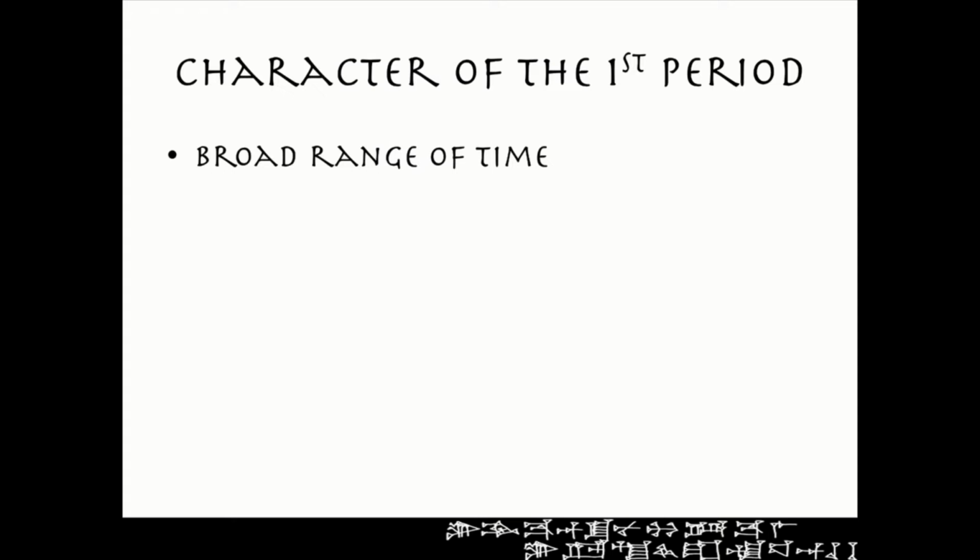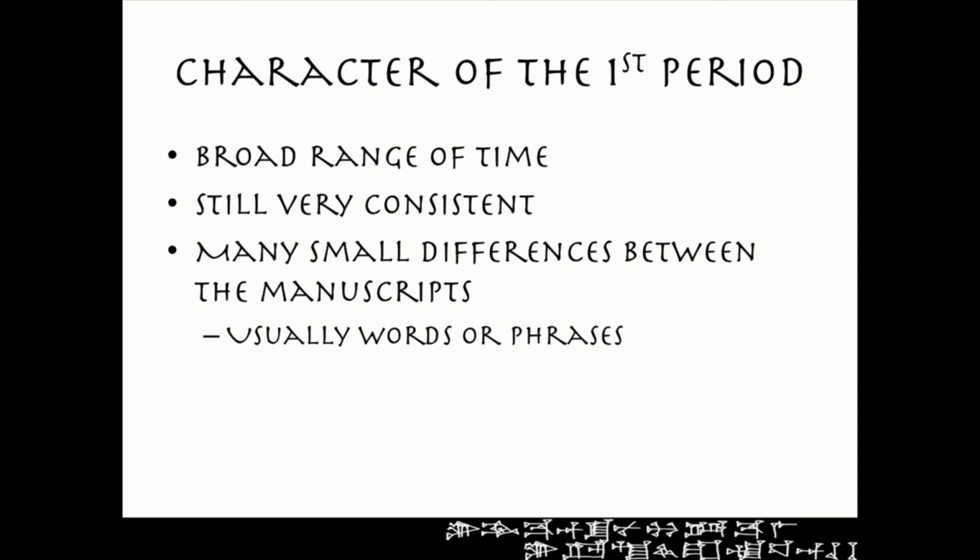What is the character of the first period? So it's a broad range of time, and it's an unclear period of time from a historical aspect. We don't know as much about it as we would like. What we do know is that even though the text was coming together, the tradition was coming together, it still is very consistent in its copies, at least in the Masoretic family. So there are many small differences between the manuscripts, but they're usually words or phrases.